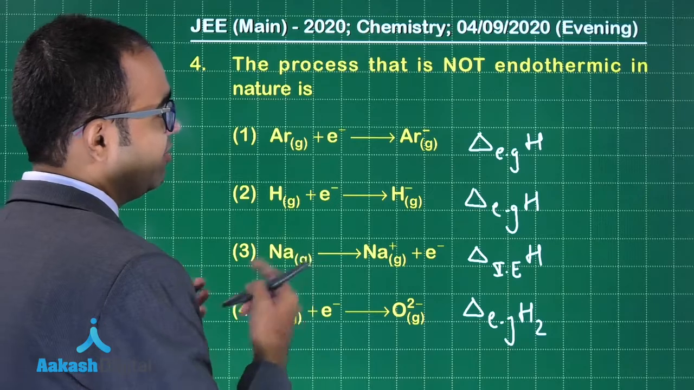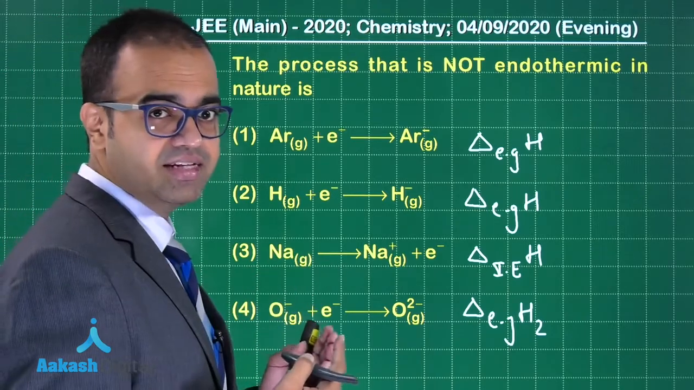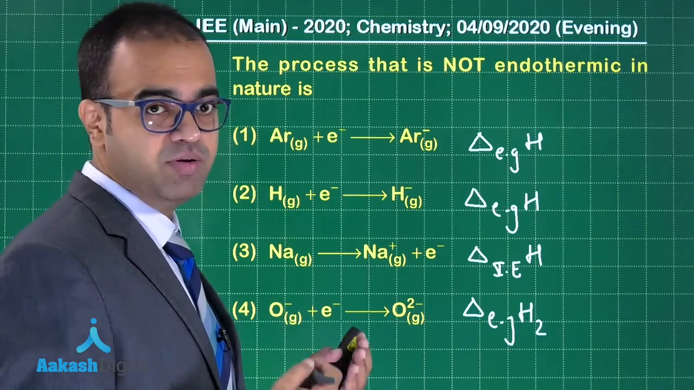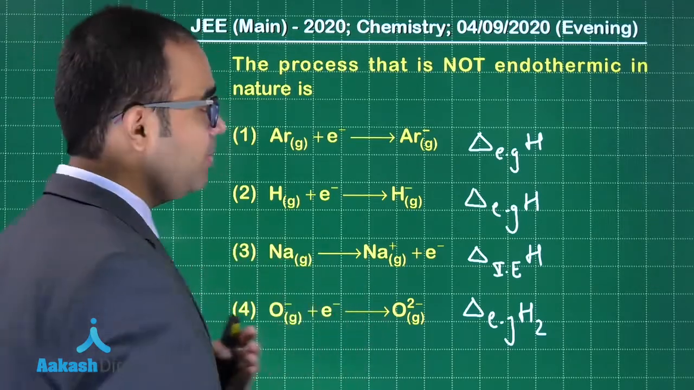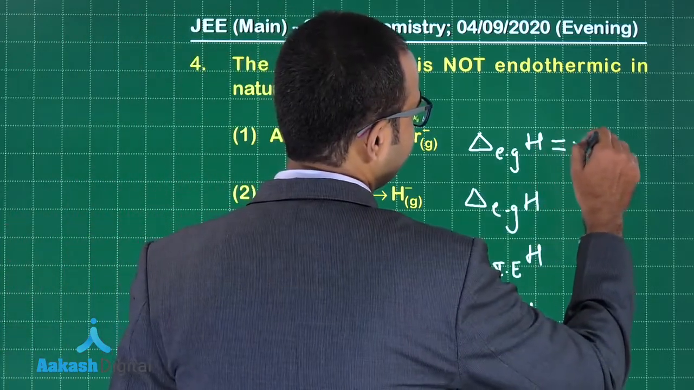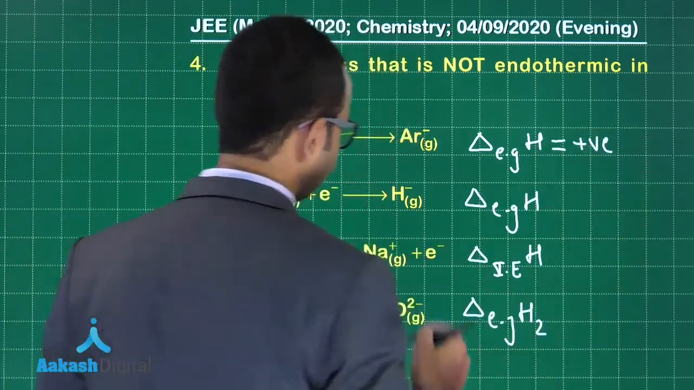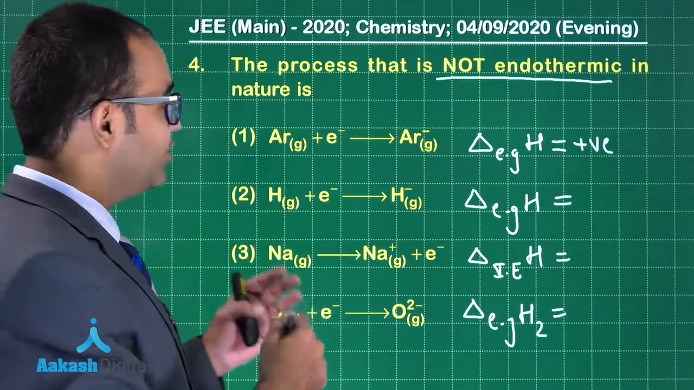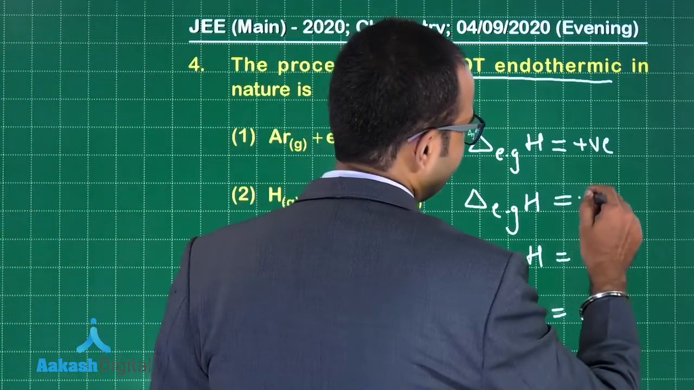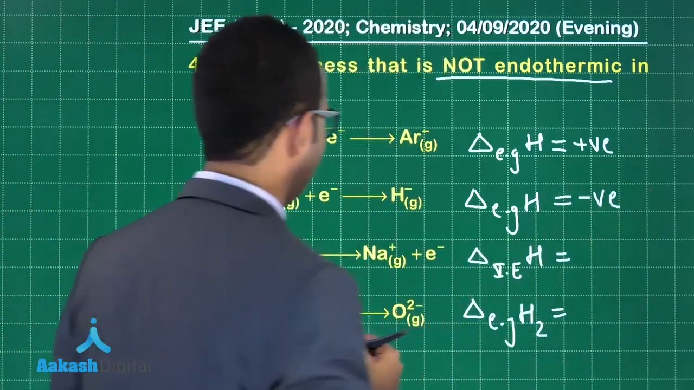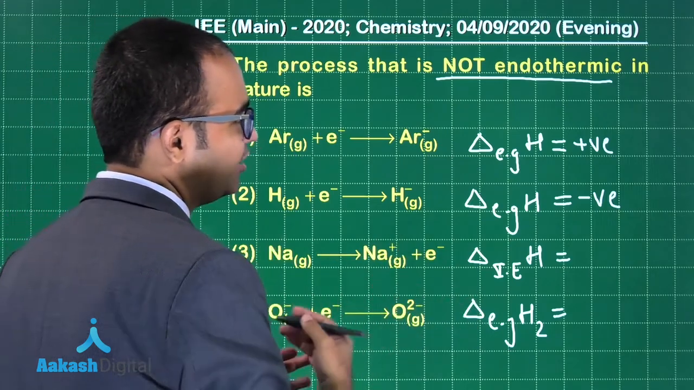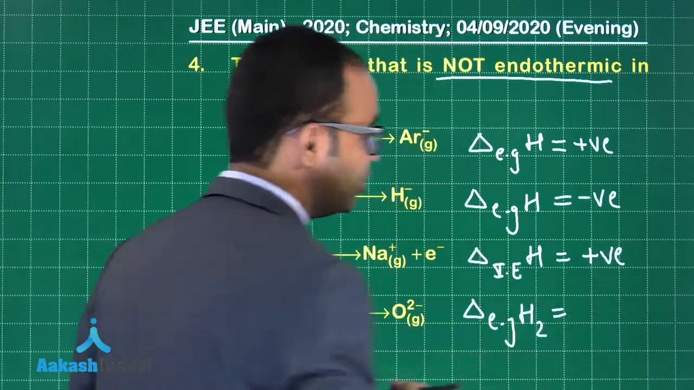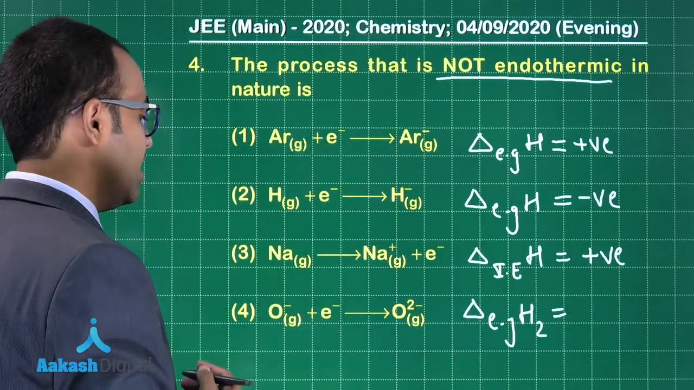So if I'm looking at the first one, Ar is an inert gas. And if you're giving an electron to an inert gas, that process will be endothermic. So here the value of this will be positive. Second one, the electron gain enthalpy of hydrogen is negative, guys. Okay. Sodium losing an electron: it will be positive because ionization enthalpy is positive.